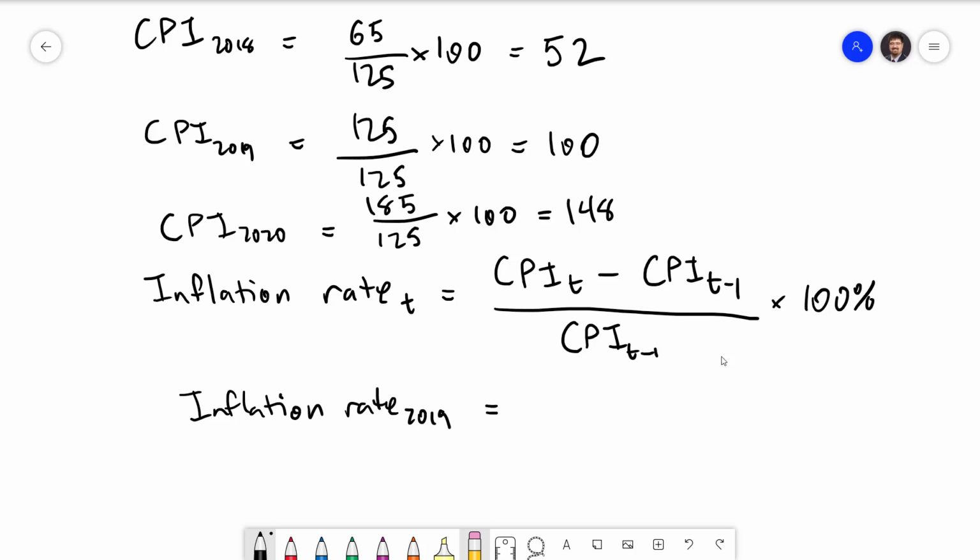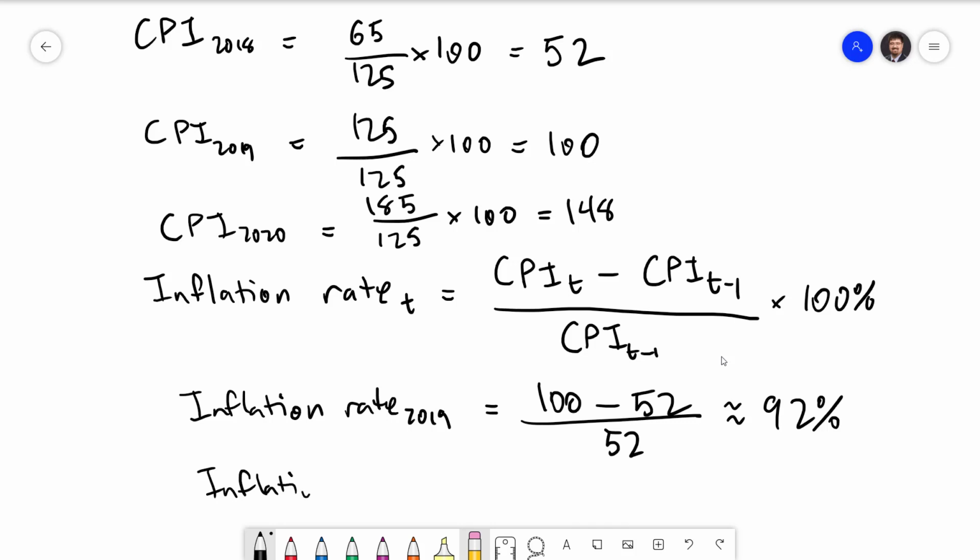The CPI in 2019 was 100. The CPI in 2018 was 52, and then we divide that by the 52. That's going to give us an inflation rate of approximately 92%. We can do the same thing for 2020.